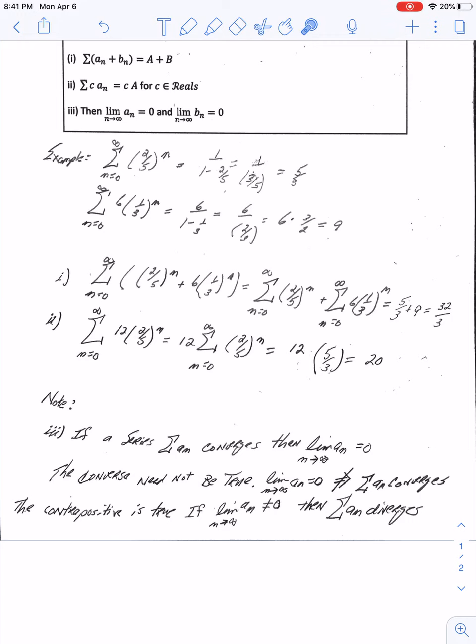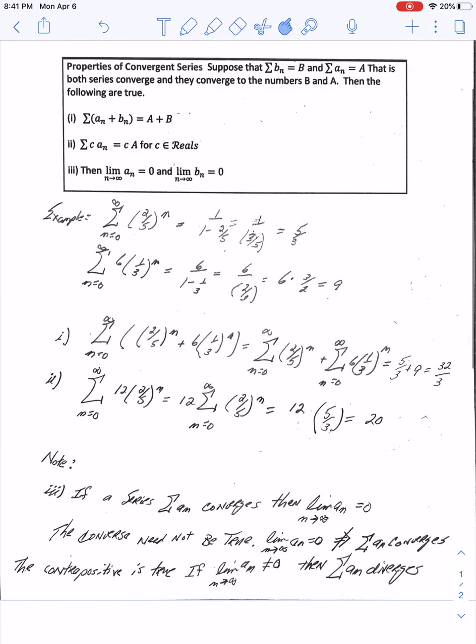All right, so there are a couple of properties of convergent series, and that's all I'm going to look at in this video.